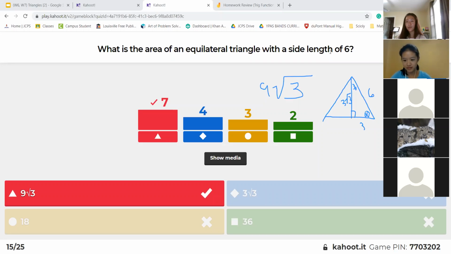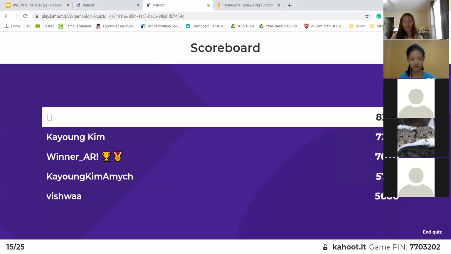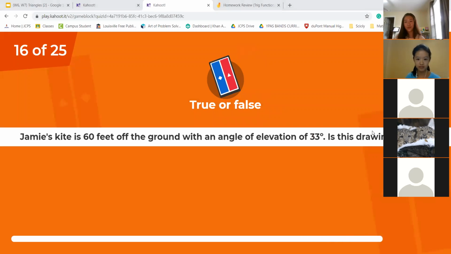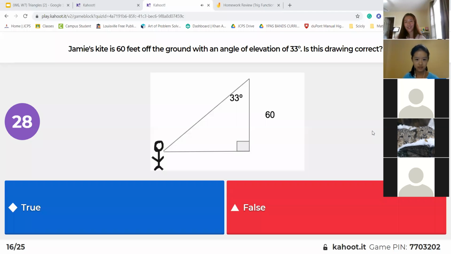You shouldn't really use Heron's unless you really need to. I mean, Heron's is good for weird scaling triangles. Are you gonna skip the next question? Ooh, some different ones too. You guys need to remember everything.